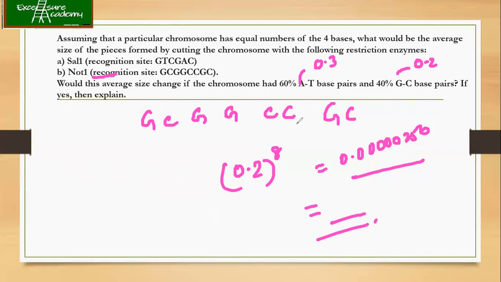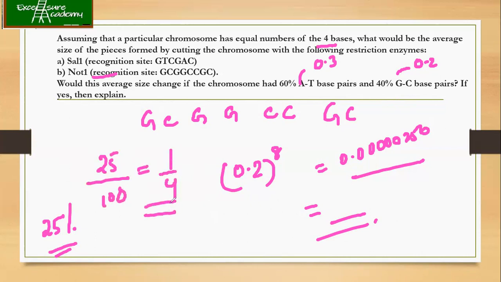Whenever they say that equal numbers of bases are given, then you have to take 25%. And 25% can be written as 1/4, so whatever probability we initially took is correct. In the same way, where 30% was given, you could have taken 3/10 or 0.3 itself. So whatever we have done is mathematically correct.